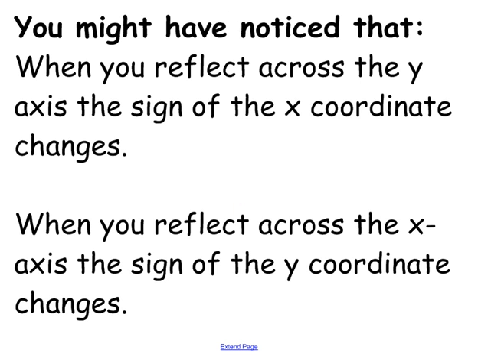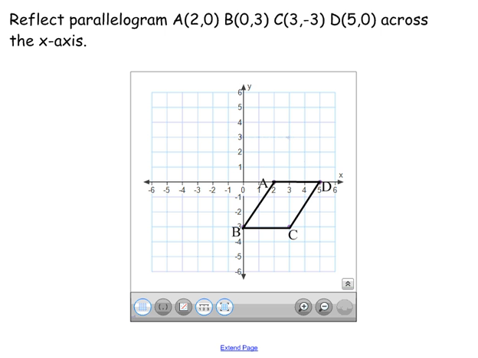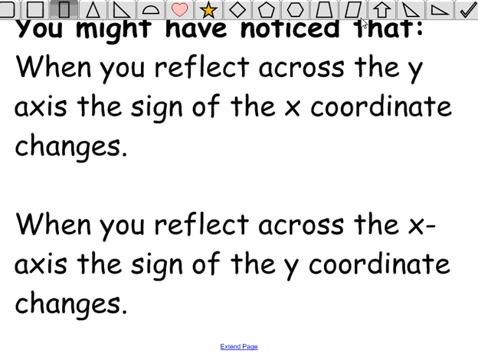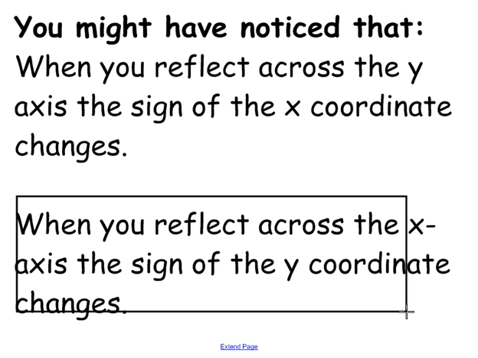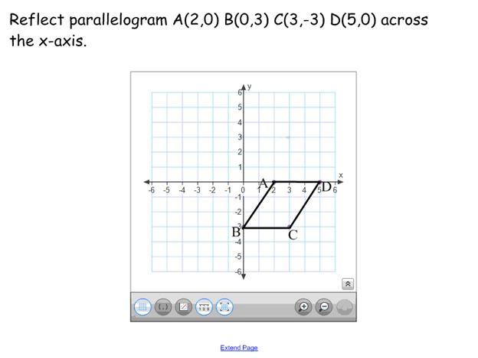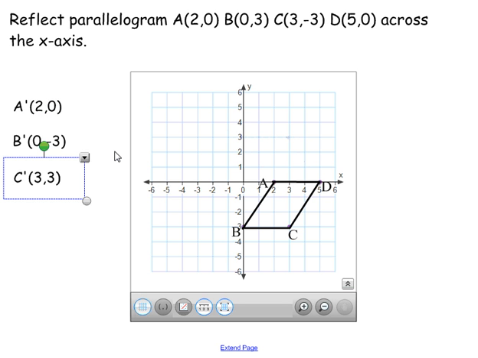So using these rules, the one that applies for us is this one right over here. When you reflect across the x-axis, the sign of the y-coordinate changes. So that means A prime will be (2, 0), right? 0 doesn't have a sign, so you're just going to get (2, 0). B prime would be (0, -3). C prime is (3, 3). And D prime is (5, 0). So when you actually sketch those points, you get a figure like this.